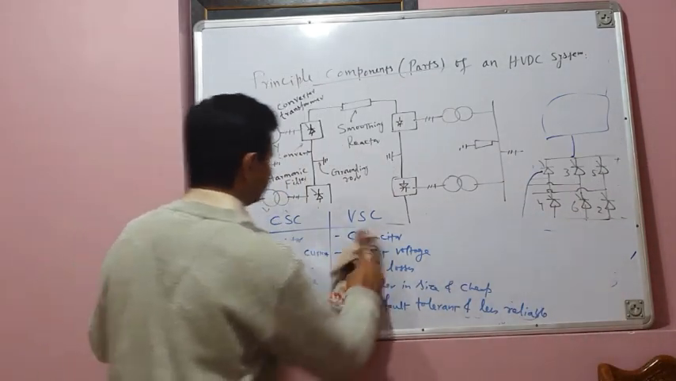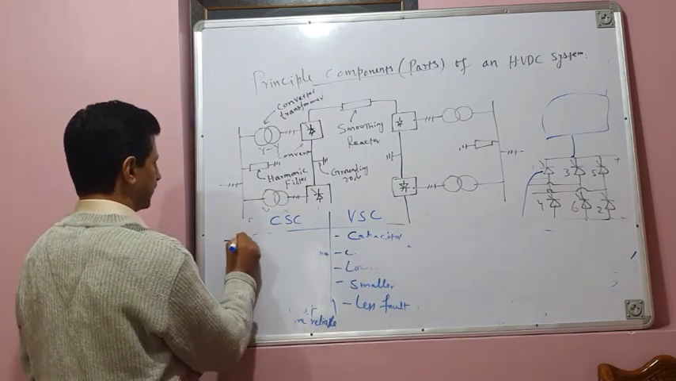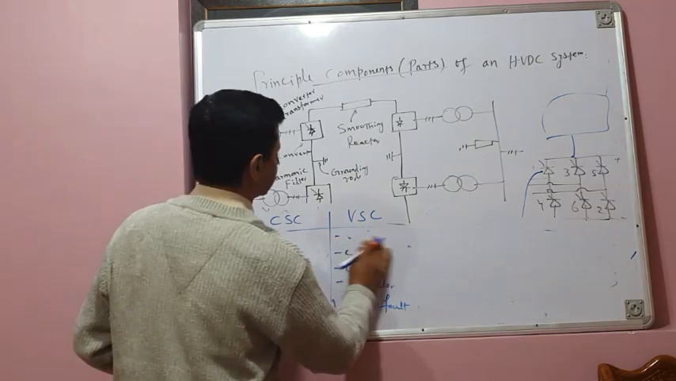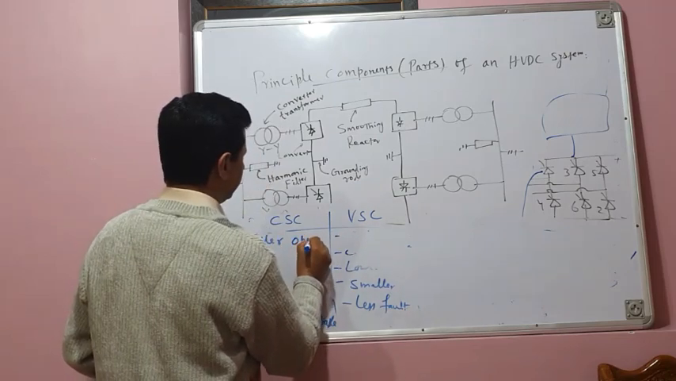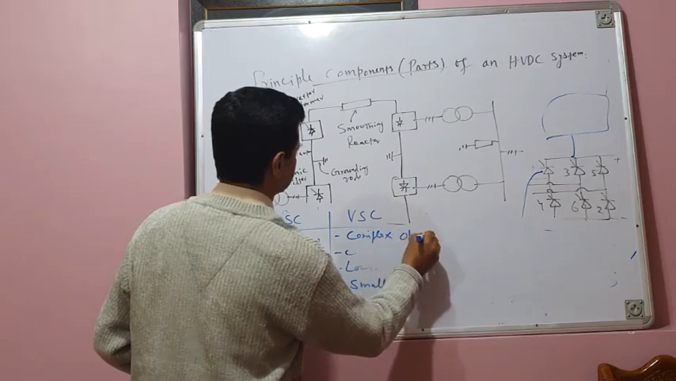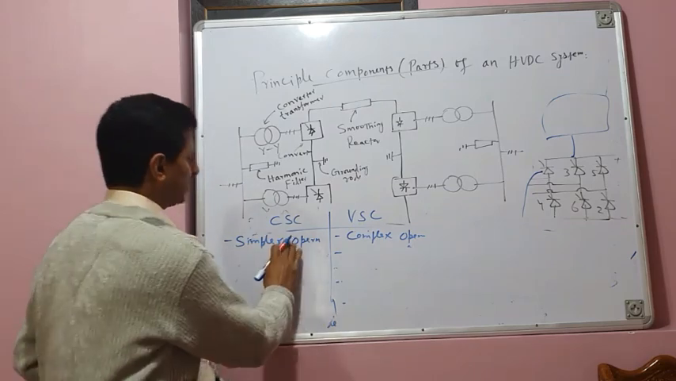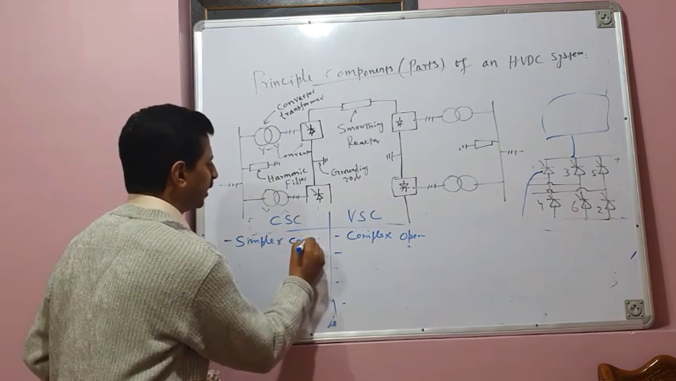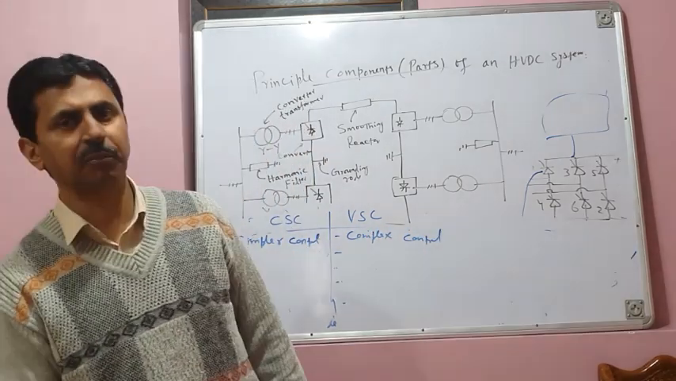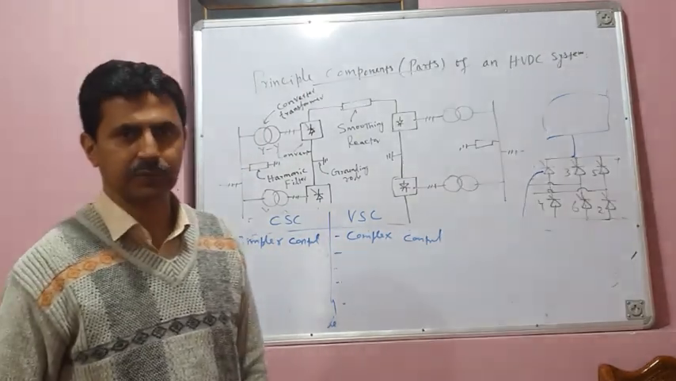Next is simpler, and this is complex. Simpler operation, this is complex operation. Current source converters are very easy to operate, very easy to control. Instead of operation, I should write control. Simpler control and complex control. Voltage source converters have complex control. We'll come to that later on. Okay, simpler control, complex control.